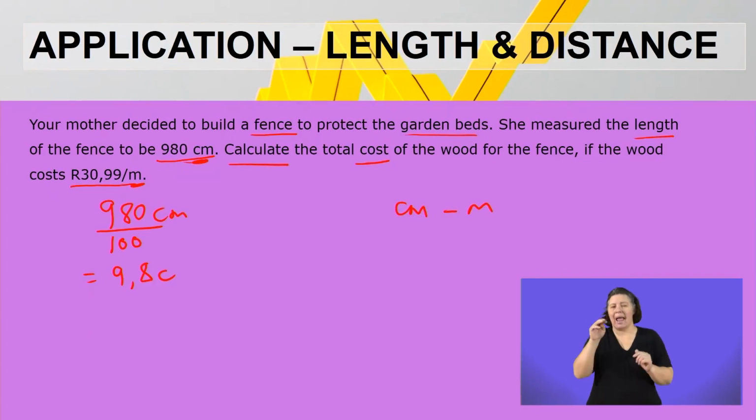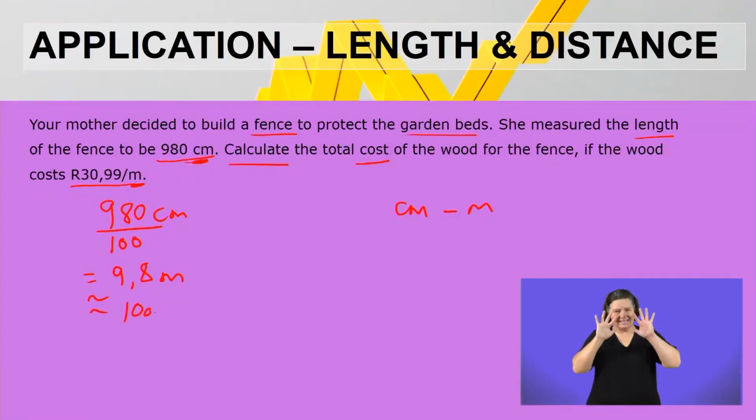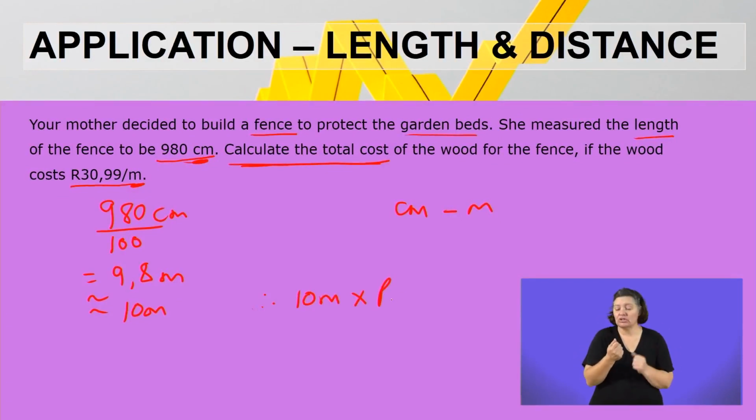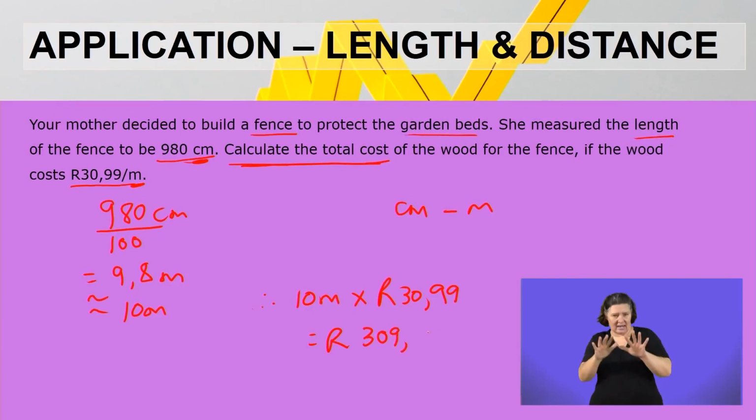That should be meters. Now let's quickly fix that. So that will be 9.8 meters. Now, great. Guys, you must understand, it's sold in meters. So I can't go to the store and say I want 9.8 meters. Therefore, I have to round this off to 10 meters. Remember, what are we calculating? We are calculating the total cost. So now, guys, we'll say we need 10 meters at a cost of 30.99 Rand per meter. So now I'm going to say, okay, 30.99 multiplied by 10, and that should give us an answer of 309 Rand and 90 cents.